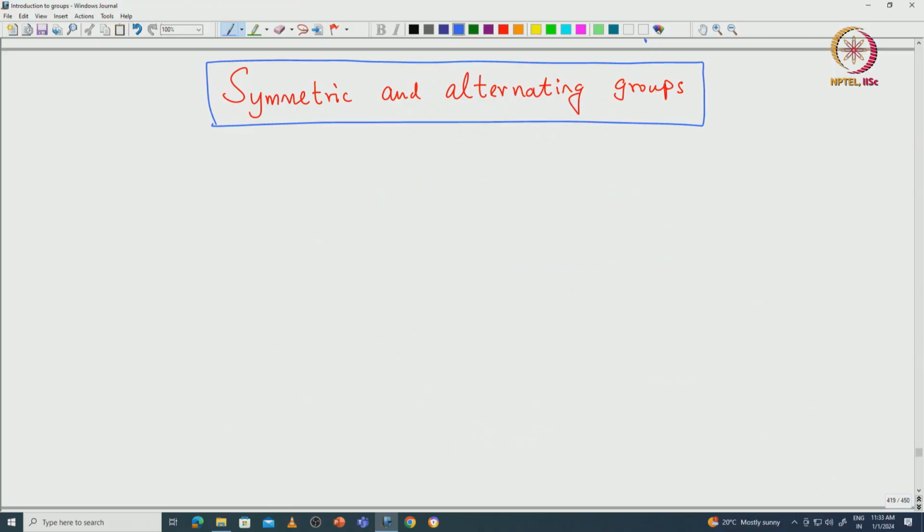Welcome back everyone. In this lecture, we will focus on symmetric and alternating groups and then prove some of their basic properties. So first let's recall what the symmetric group is. The symmetric group is the permutation group on the n letters 1 to n. By definition, it is the permutation group on 1 to n. We have already seen that the cardinality of Sn is n factorial.